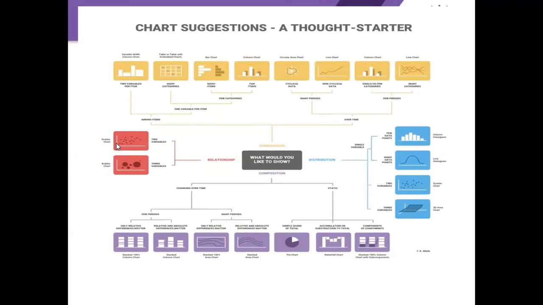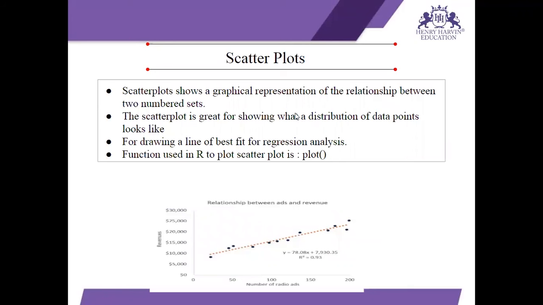If there are two variables, you can always use a scatter chart for that. And if there are more than two variables, for that you can use a bubble chart. So let's start with scatter plots. Scatter plots show a graphical representation of the relationship between two numbered sets.